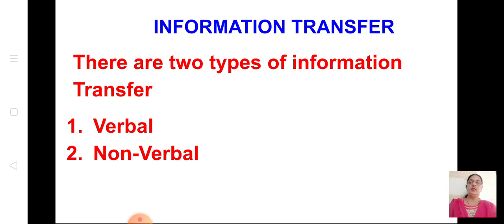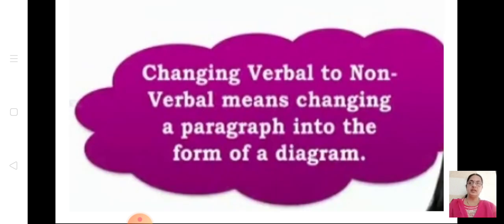So what is the meaning of verbal to non-verbal? Verbal to non-verbal means changing a paragraph into the form of a diagram. A paragraph will be given, and you have to convert it into a diagram according to the question. In 6th standard we learn only tree diagram. So you read the information from the paragraph and convert it into a tree diagram. That will be the question. Now we will do only tree diagram.